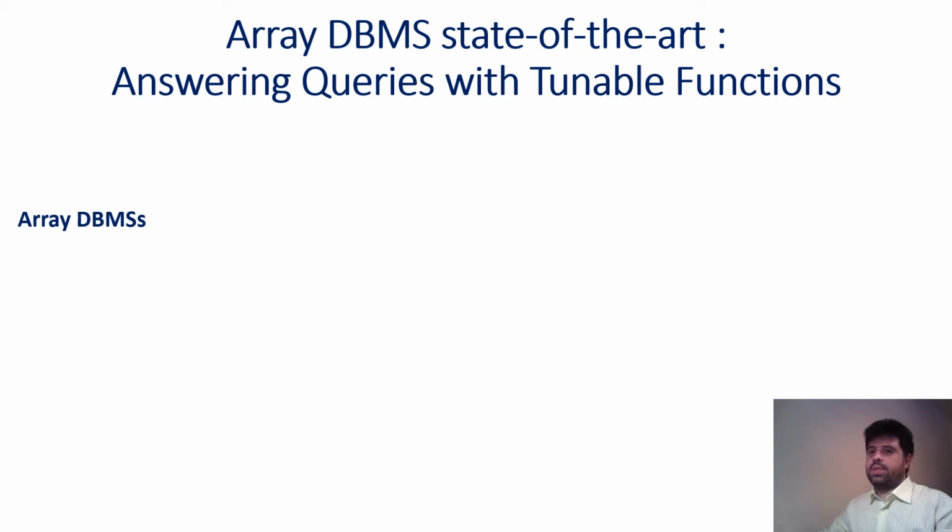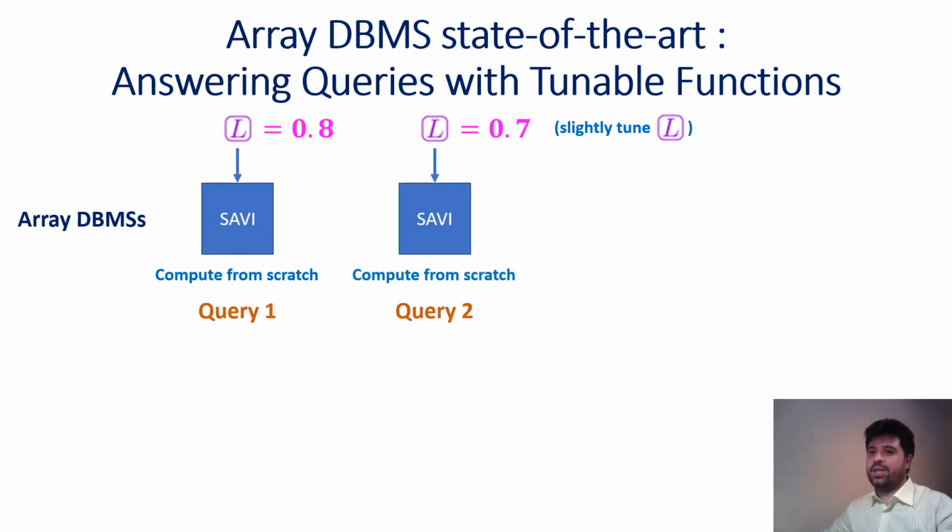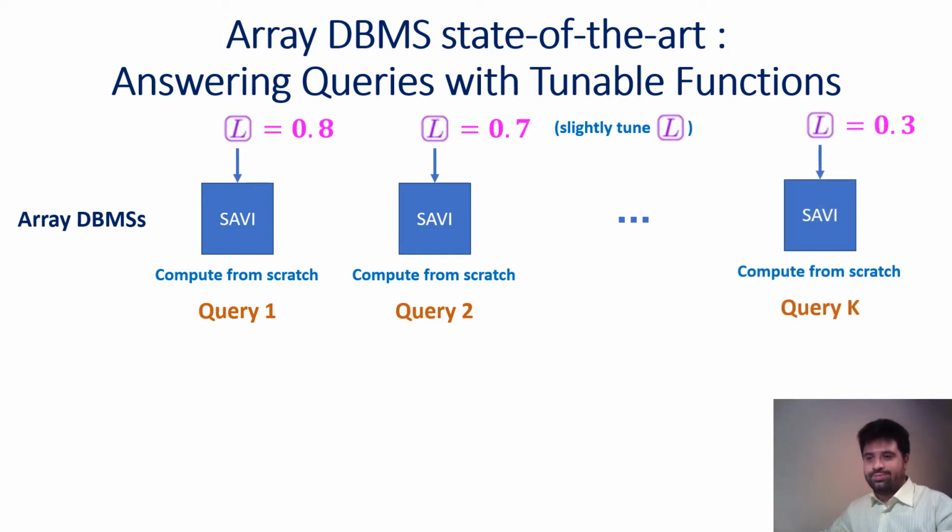Currently, array DBMSs answer queries with tunable functions as follows. For the first query, we get some L value and compute SAVI from scratch. Next, we slightly tune L and submit SAVI query again with the new L value. However, SAVI is again computed from scratch. This repeats for each subsequent query regardless of whether we computed SAVI before or not.